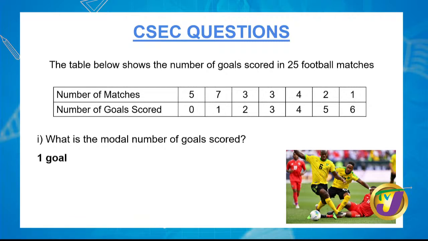All right, got you. I hope you at home are getting it as well. What was the median number of goals scored?